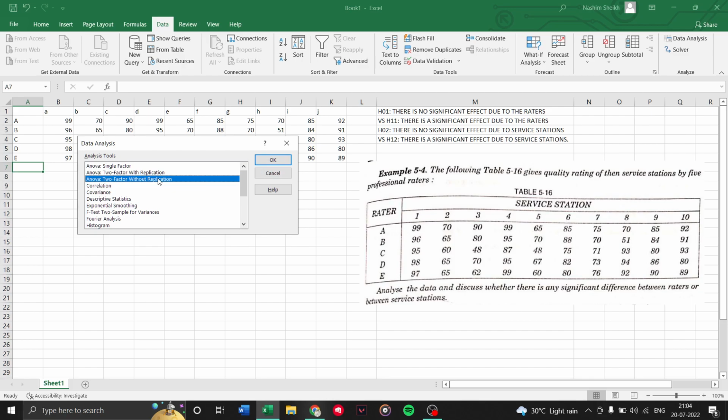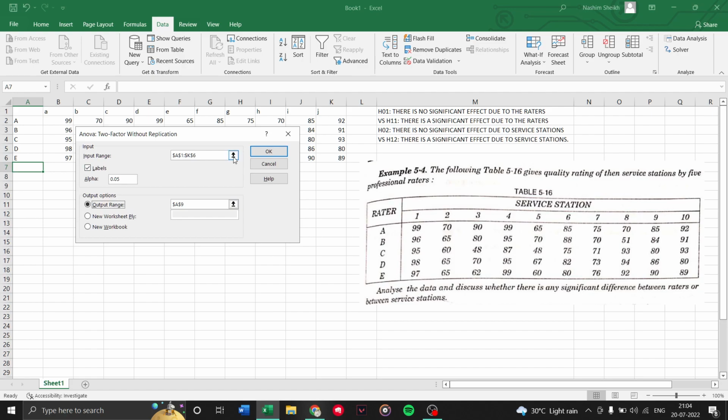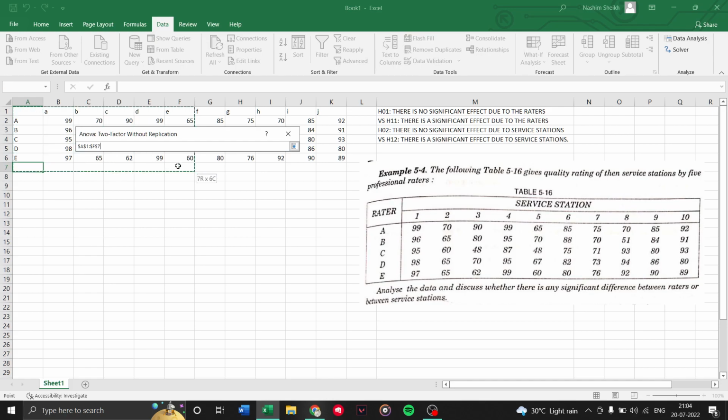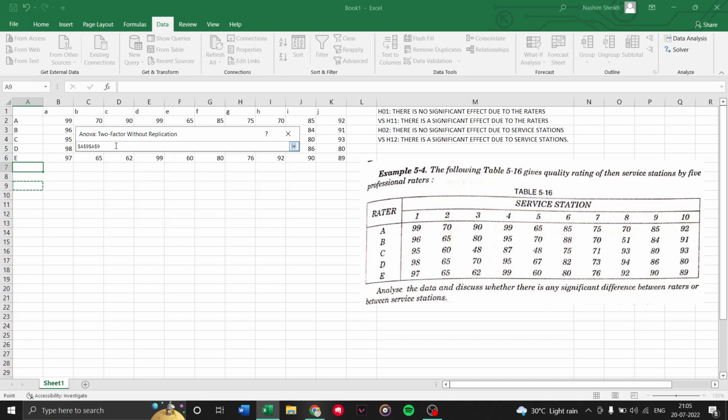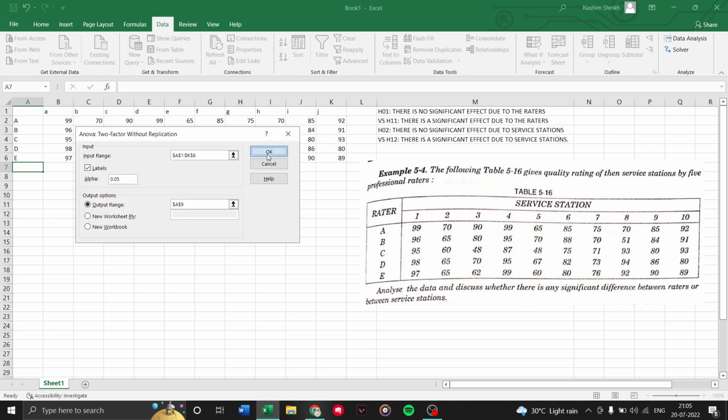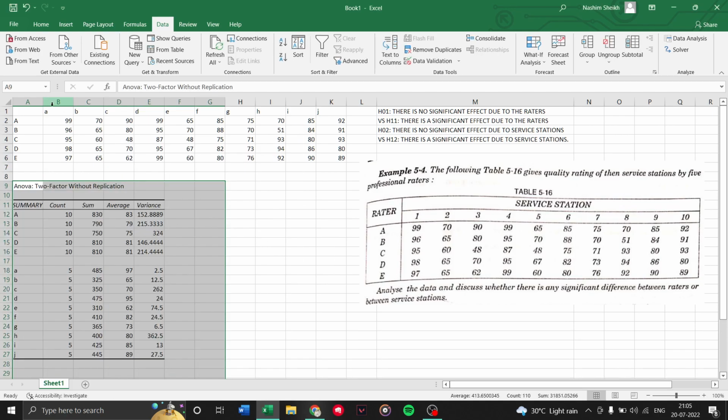So now going on to the ANOVA two-factor without replication. We select our input range, same as for the one-way ANOVA. Our input range is this, we select like this. Labels, yes, we have labels. These are the raters, and these are the service stations. We have the labels in our input range. The output range is this, sorry, this typo. Yes, and now that's it, we get the values.